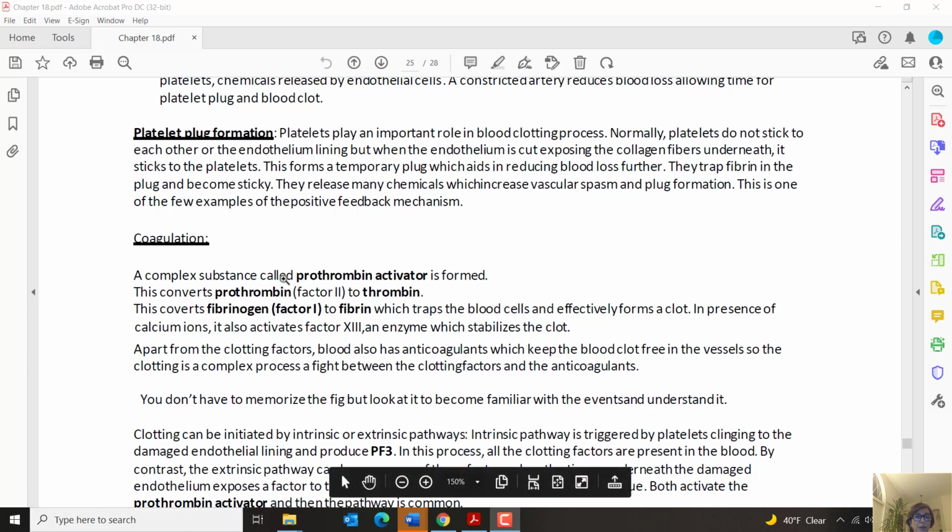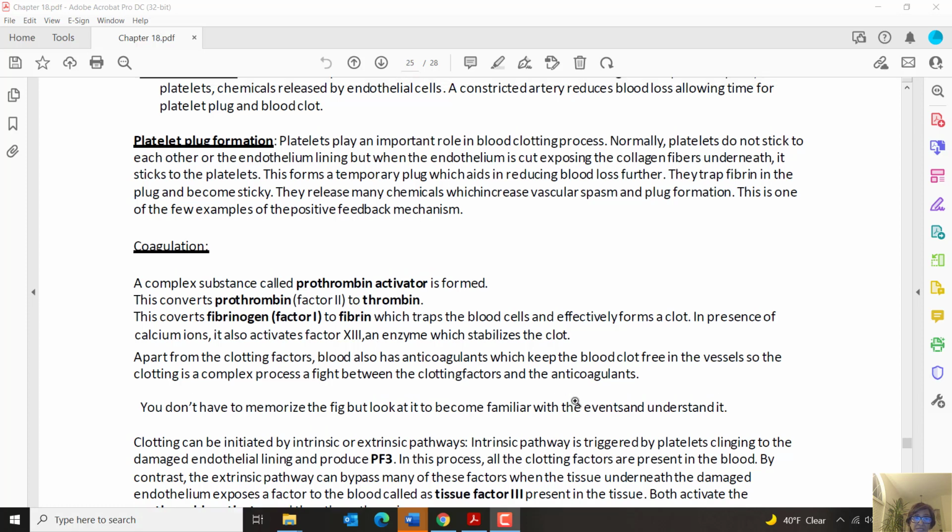So you have a complex substance. I'm just talking about the end of this process. You have a complex substance called prothrombin activator, which is formed, and that converts prothrombin to thrombin, which converts the soluble fiber in the blood, called fibrinogen, to fibrin, which is the clot. That is going to trap the blood cells and all the debris around it, and effectively form a clot.